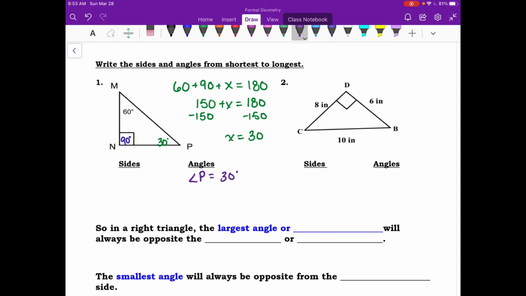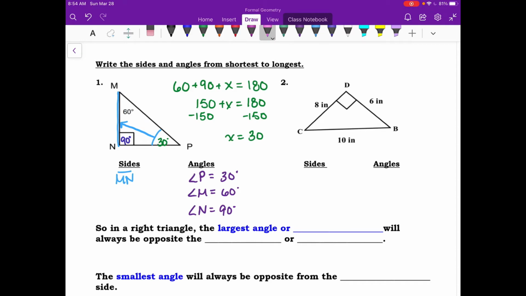My next biggest angle is angle M, and it is 60 degrees. And my largest angle is angle N, and that's 90 degrees. So remember that my smallest side is going to be across from my smallest angle. Now we know my smallest angle is angle P, it's 30 degrees, so my smallest side is going to be opposite that angle, and that would be side MN. So MN is the smallest side.